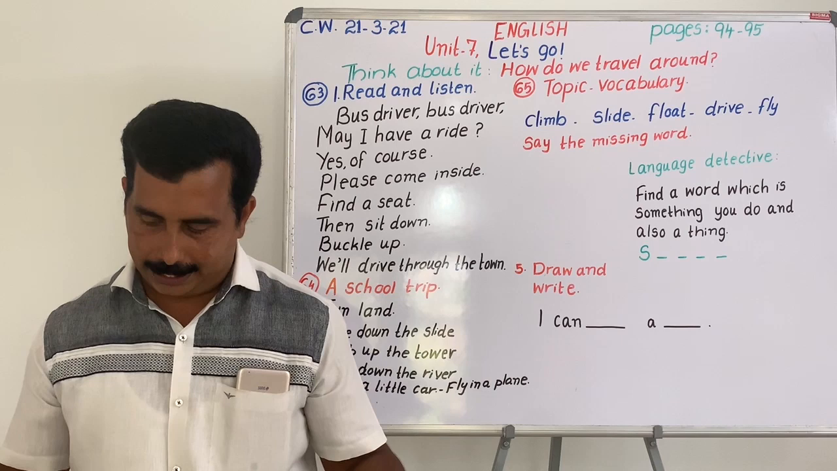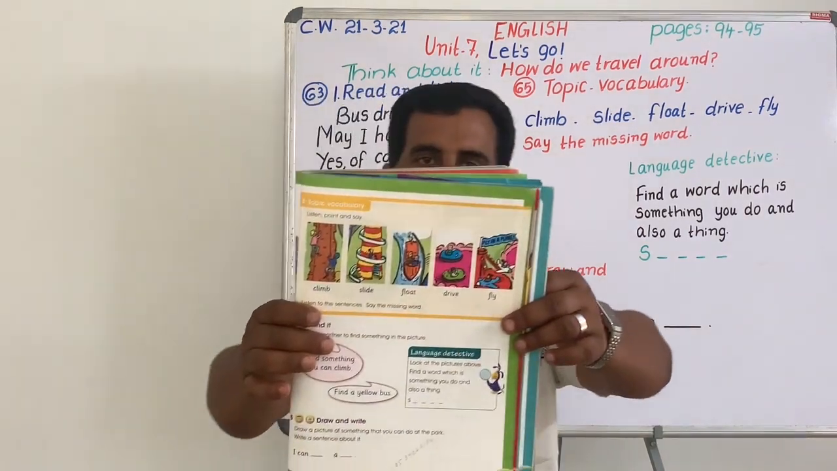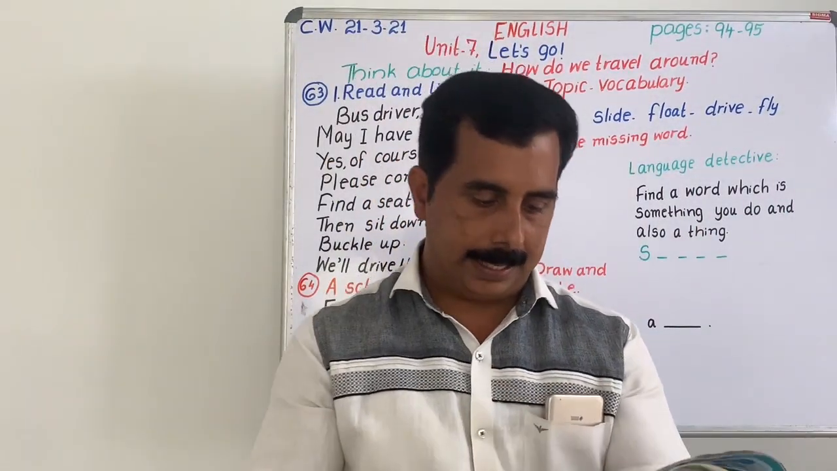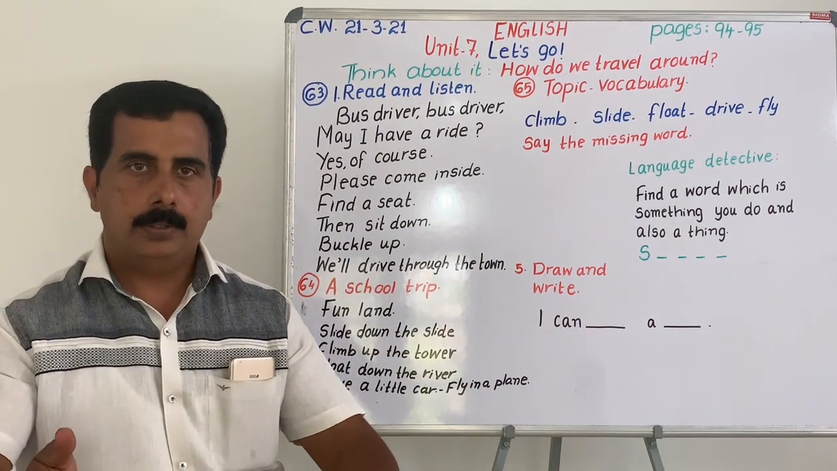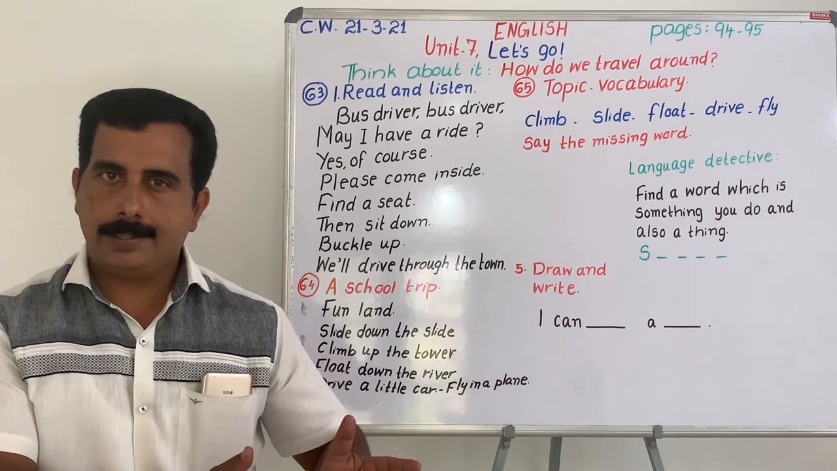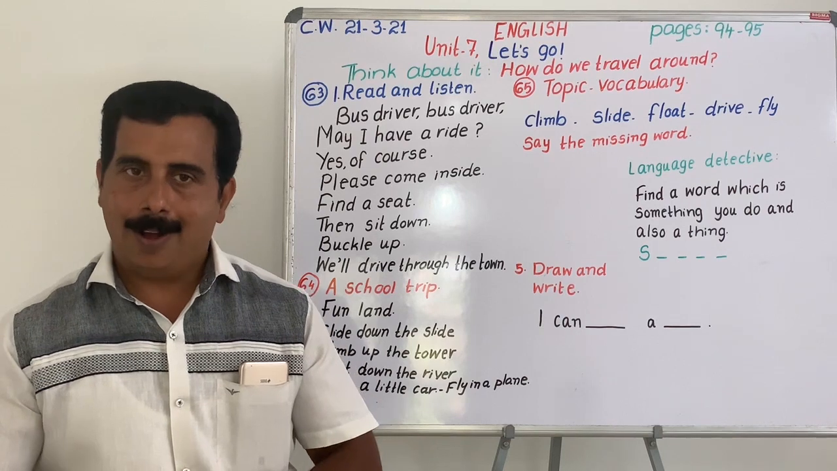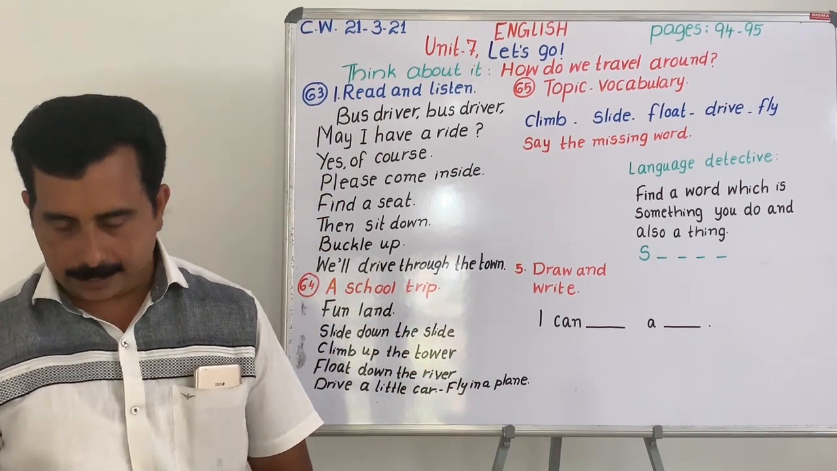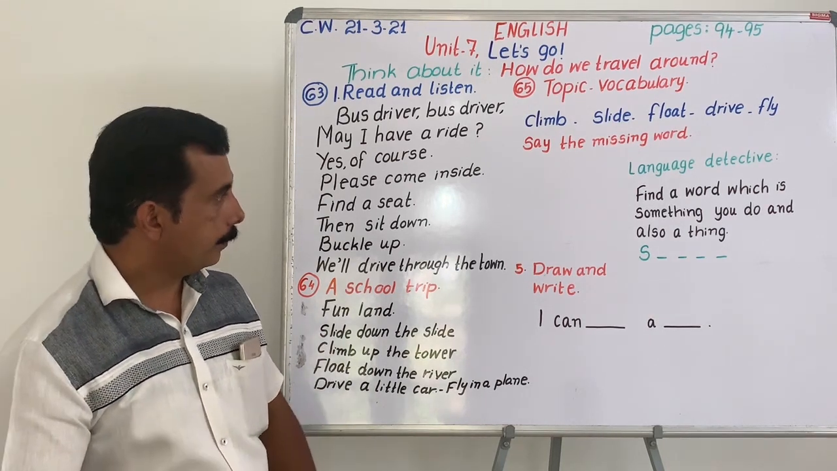So here is the question, look at the pictures above. Look at these pictures again above. Find a word which is something you do. The action that you do and also a thing. Action and thing both are the same. The thing or the action you do, both are the same. And it starts with letter S. What is that? Look at here.